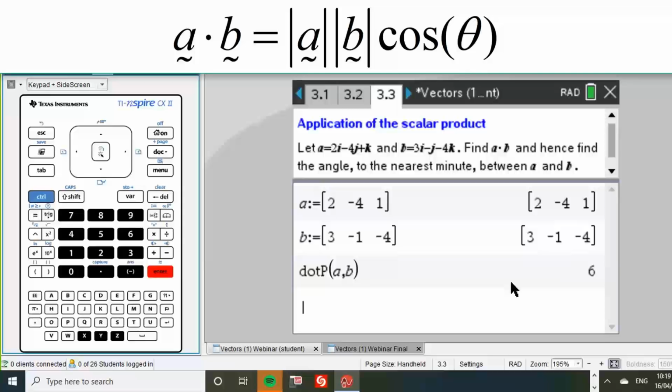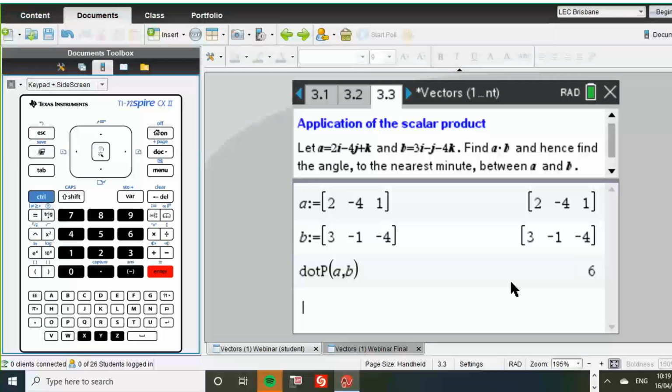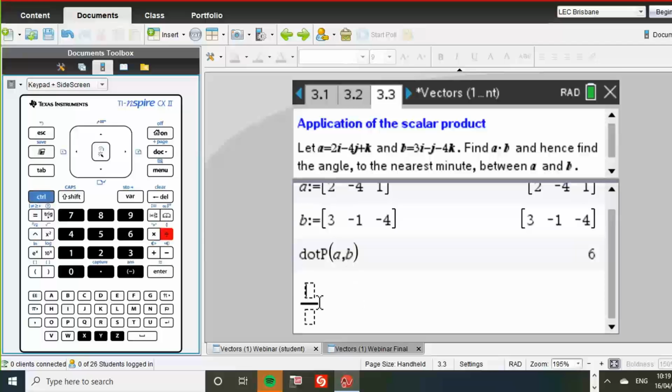So if we divide both sides by the magnitude of A times the magnitude of B, we get cos theta equals A dot B on the magnitude of A times the magnitude of B. So let's insert into Nspire the right-hand side of that formula. What we're typing out here now is cos theta equals. So we get our fraction template, control divided by.